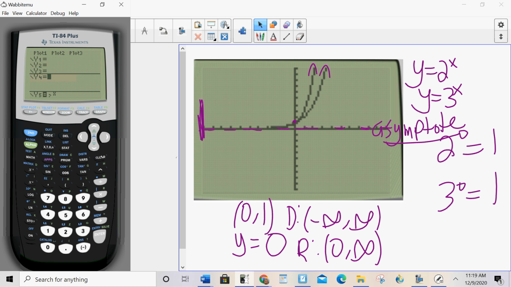Let's just clear these out. So my standard parent function is going to be log base 2. If you remember how to type log base in, it's alpha window 5. So let's take a look at log base 2 of x.